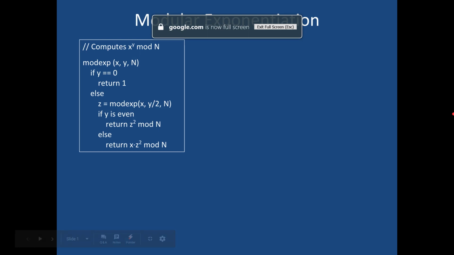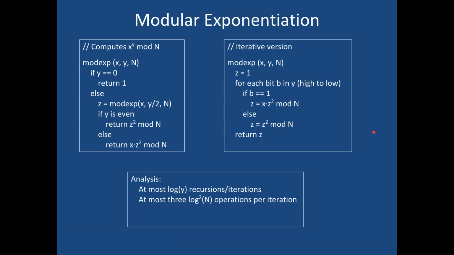This is what we just talked about. So on the upper left, you have the recursive algorithm for modular exponentiation we talked about. On the right side is an equivalent algorithm, except it's iterative. If you look at the if and the else in there, you can see we're doing the same operations. Sometimes we do x times z squared mod n, sometimes we do z squared mod n. And it's all controlled by the bits in the exponent.